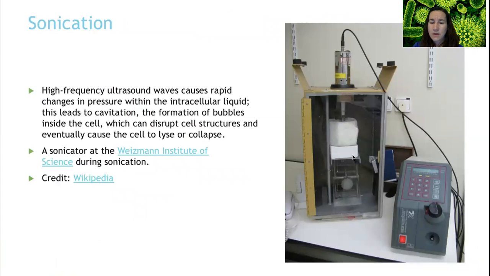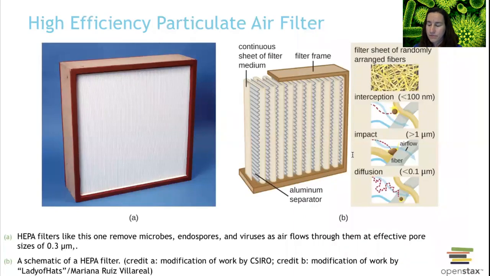Sonic waves. If anybody has that type of toothbrush, a Sonicare toothbrush is using this. High frequency sound waves are going to lead to cavitation, and it's going to cause air bubbles, the formation of bubbles inside the cell. And of course, that's not going to be good for the cell to have air bubbles inside of it. So it's going to disrupt the structures and kill off the cells. So Sonicare toothbrushes, or a sonicator like in this picture, can cause that. So that's one more thing that we can use to get rid of the microbes.